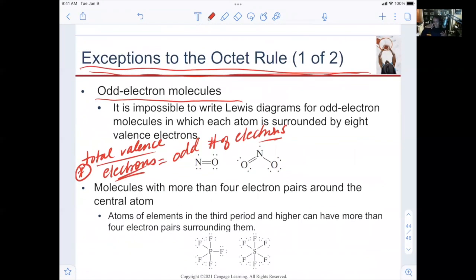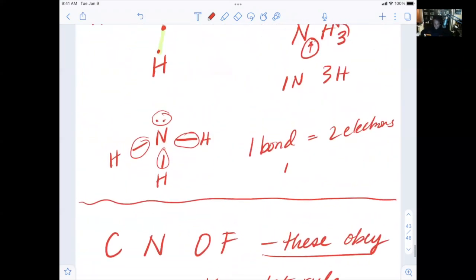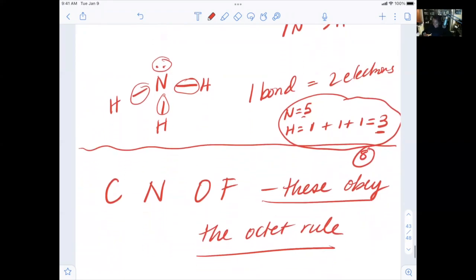So if you've been paying attention, you're probably saying, wait a minute, didn't nitrogen have an odd number of electrons? Let's go back there and see. Nitrogen had 5 electrons and each hydrogen did have 1 electron, true. But we had 3 hydrogens, so the hydrogens together had 3 electrons. This is odd and this is odd. But in the whole molecule, when you add them all together, what do you get? 8, and 8 is an even number.